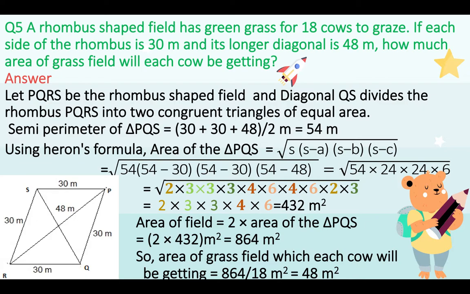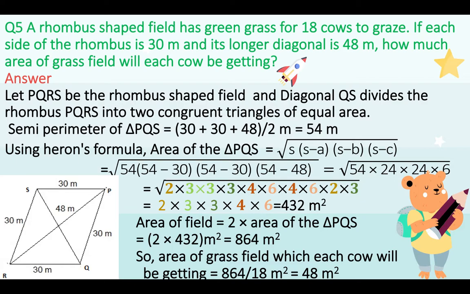On solving this, I get 54 multiplied by 14 multiplied by 14 and multiplied by 6. I will factorize it and find out the answer. It will be 432 meters square. Now area of the field is twice the area of the triangle, because two such triangles are there in the rhombus. So I will multiply this area by 2. So total area is 864 meters square.